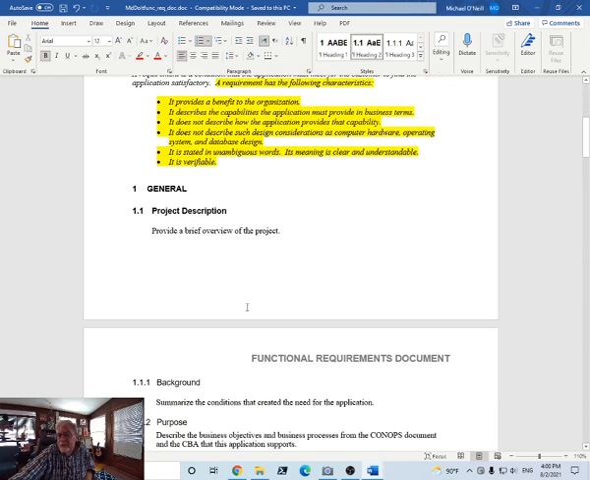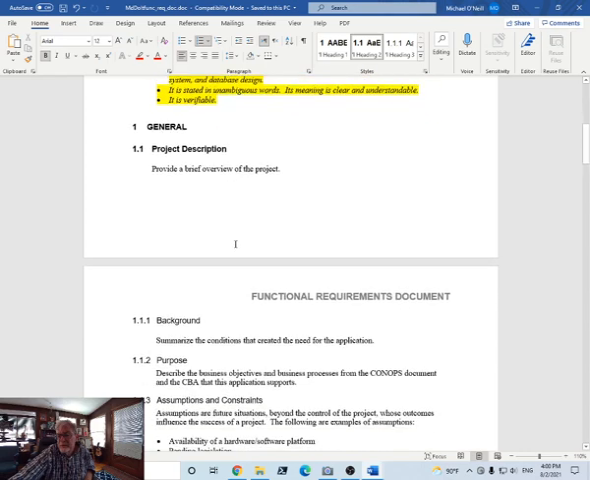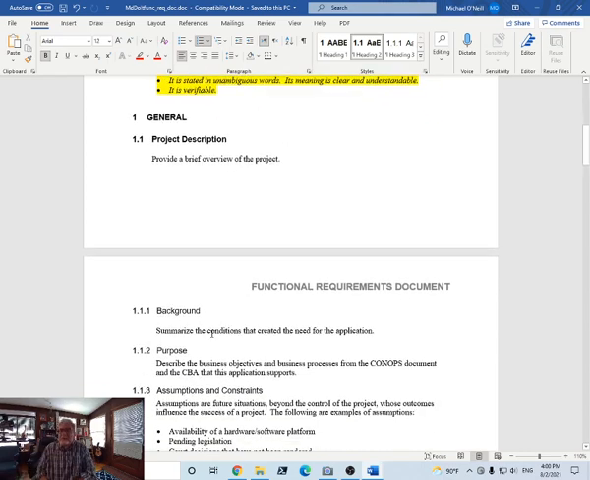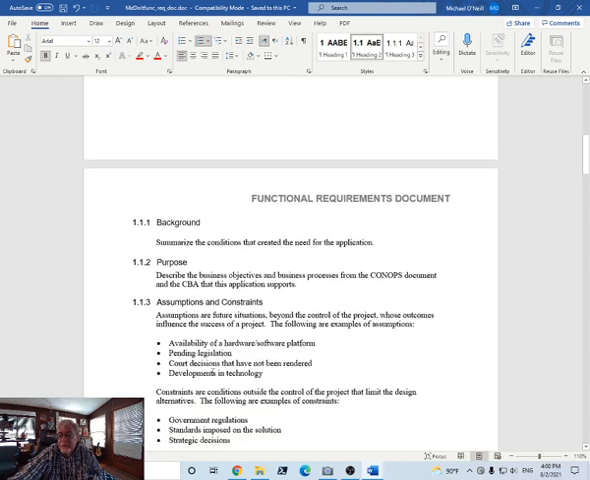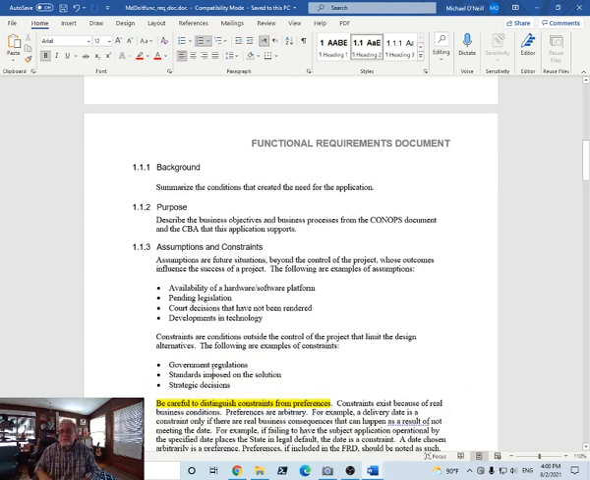Okay, on the project description, you provide maybe a one or two sentence description of the project. Background: why are you doing this? The reason I decided that we needed an admin tracking database is because I've been in many military units and there's always some information they're tracking about people at the unit level. Okay, purpose, basically why are you doing the project? Assumptions and constraints.